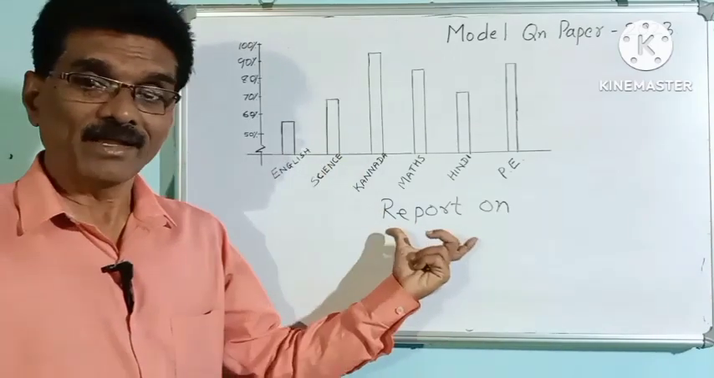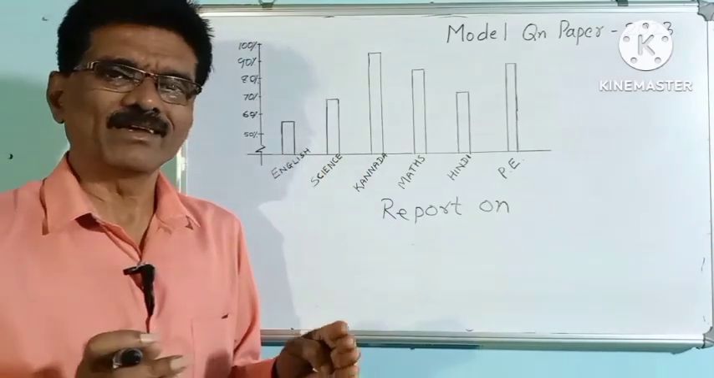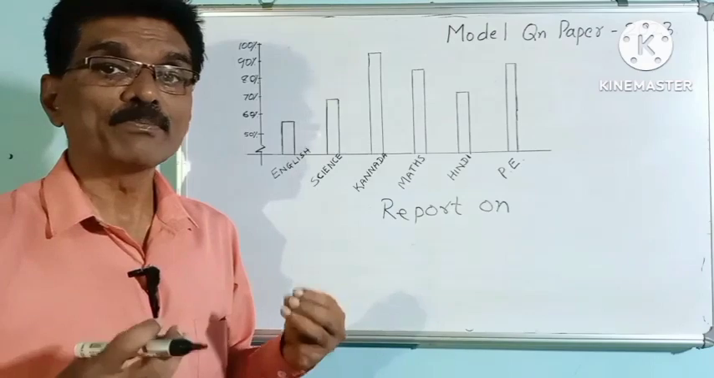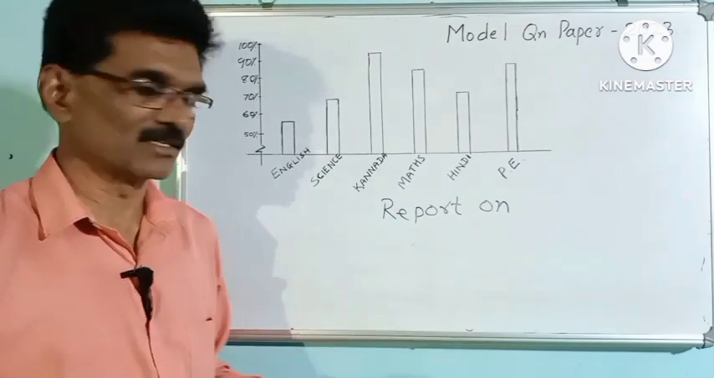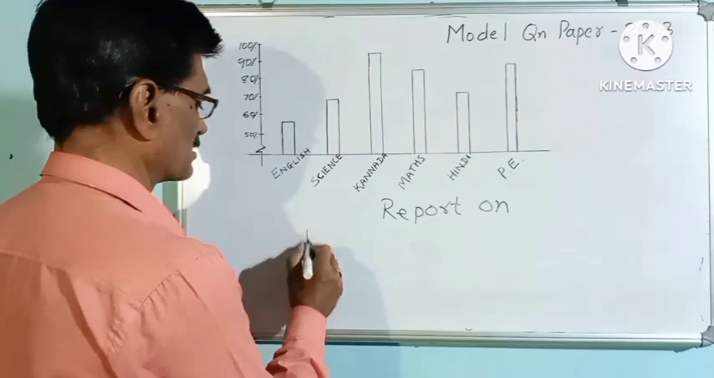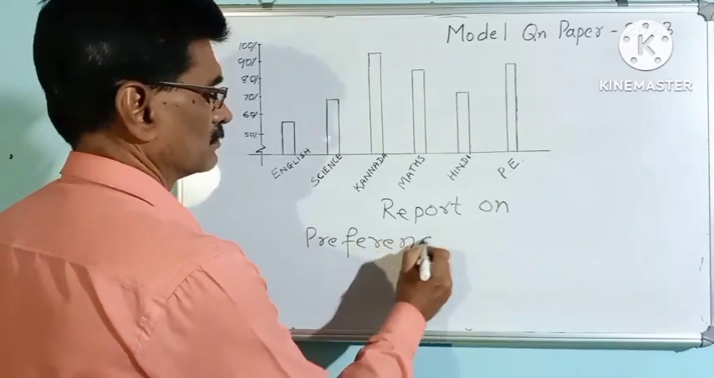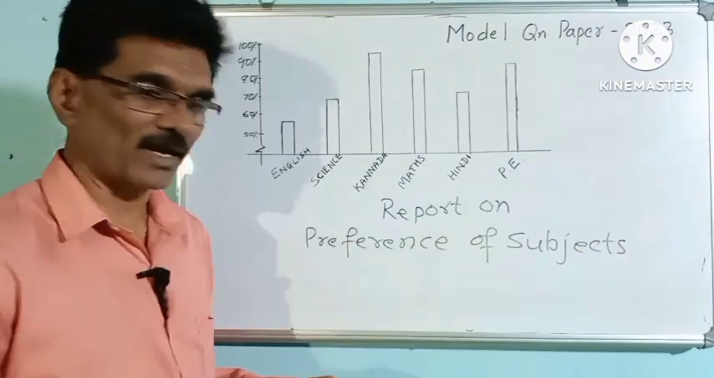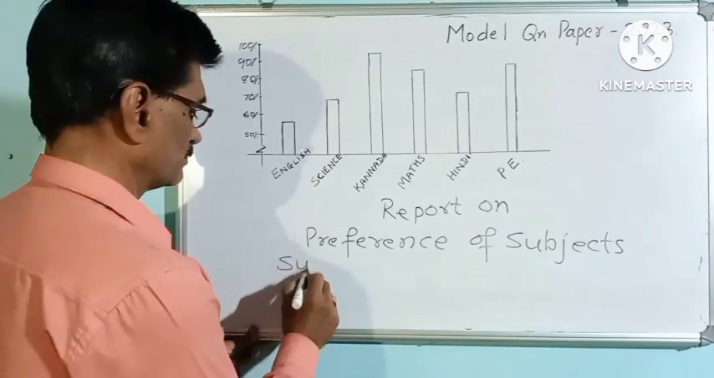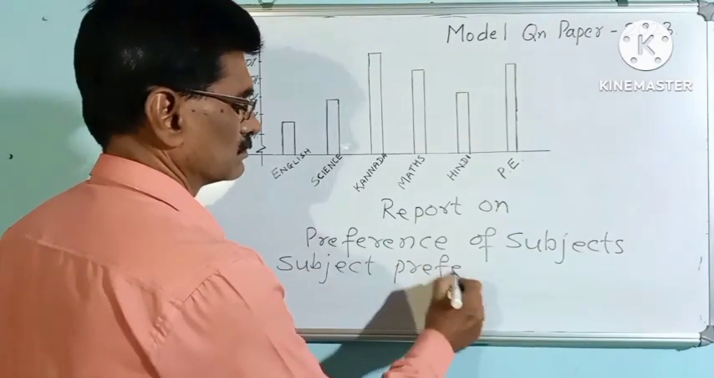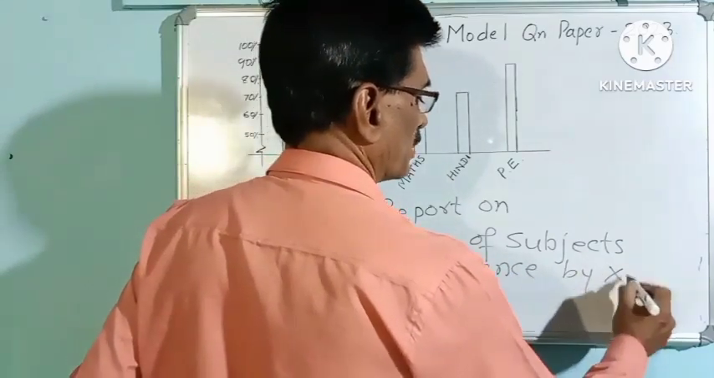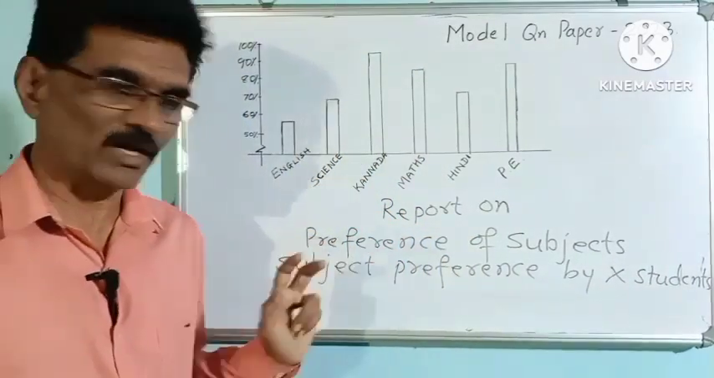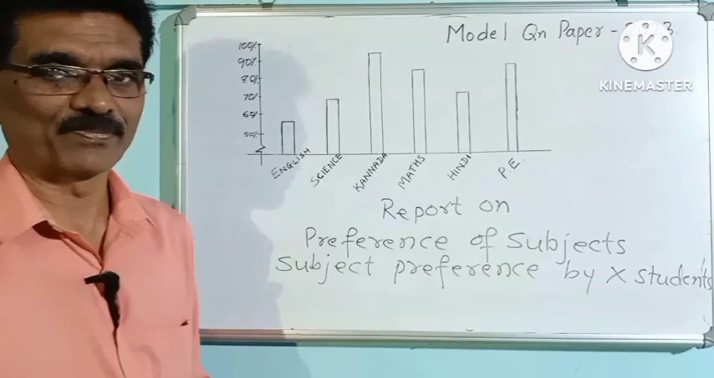Now when you write the heading, it should be very short but meaningful. Now what is this about? This is about the preference of subjects. So write down only preference of subjects. Or you can also write subject preference, not more than this. It should be only this much, either this or this.